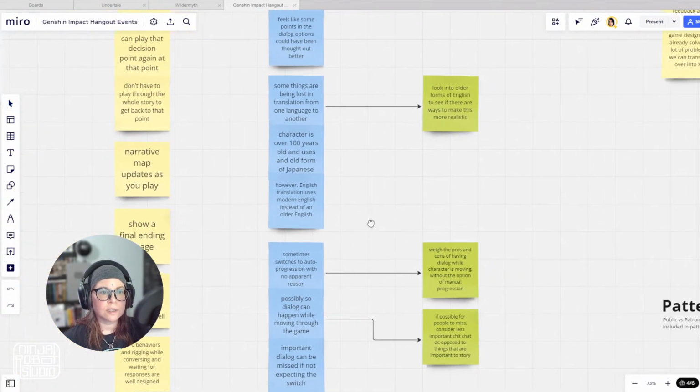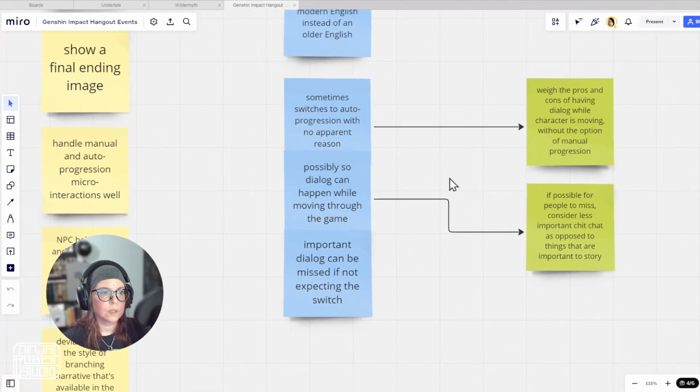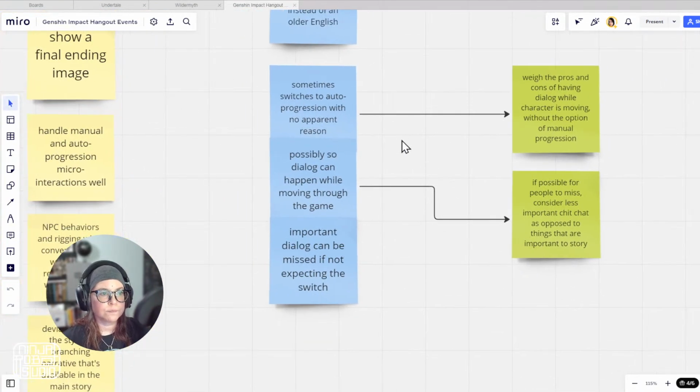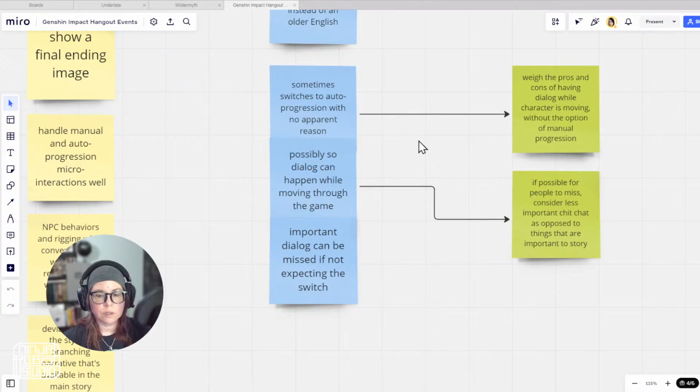However, in the English translation, it's not doing an effective job of conveying that. She's just using normal English. So it's something that really gets lost in translation. Normal modern English. And then sometimes it switches to auto progression with no apparent reason. That's when we get out of the cutscenes and we're moving around in the world. Sometimes there will be some auto progression of dialogue, and it's possibly because it's happening while you're moving and it doesn't want to stop everything. It wants to let you continue.